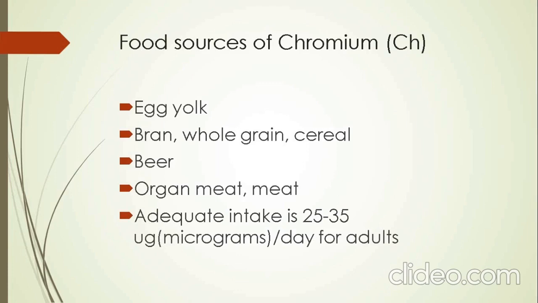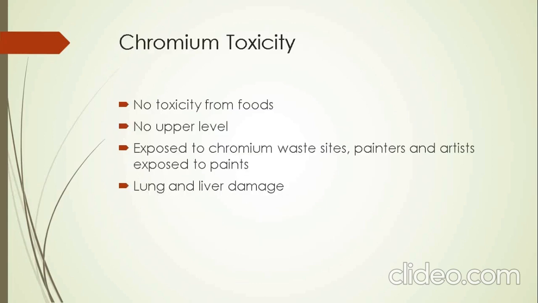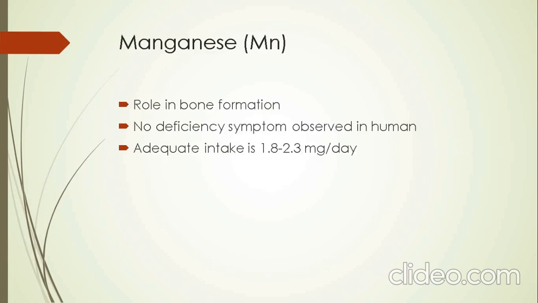The food sources of chromium are egg yolk, bran, whole grain, cereal, beer, organ meat, and meat. The adequate intake is 25 to 35 micrograms per day for adults. For chromium toxicity, there is no toxicity from foods and no upper level. Exposure to chromium waste, such as in the pancreas and the arteries, can cause damage to the lung and the liver.